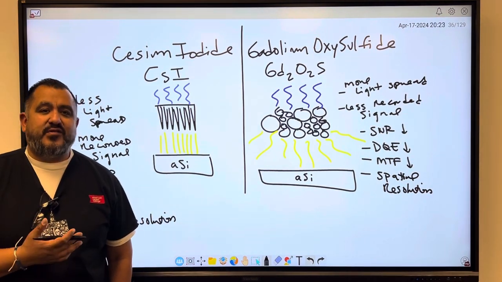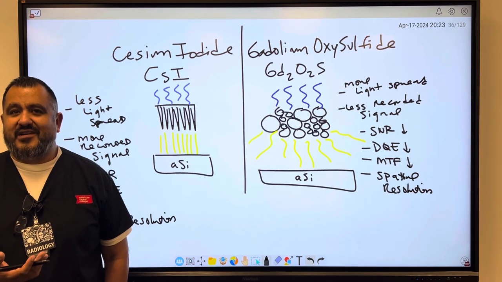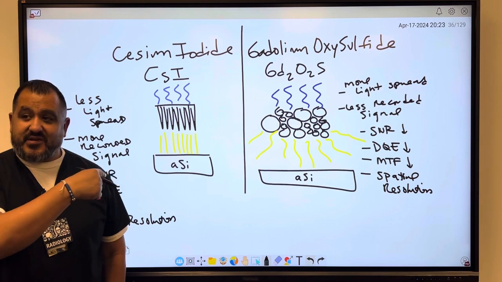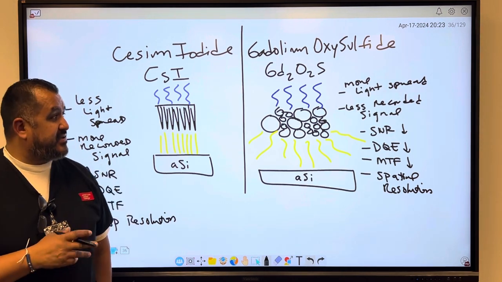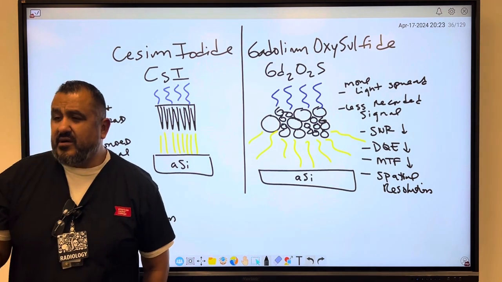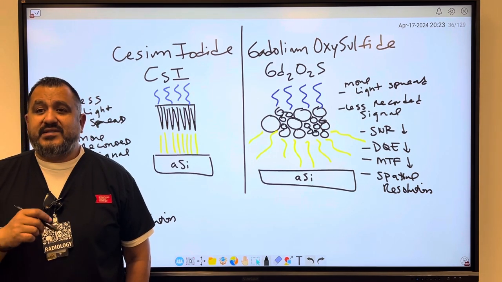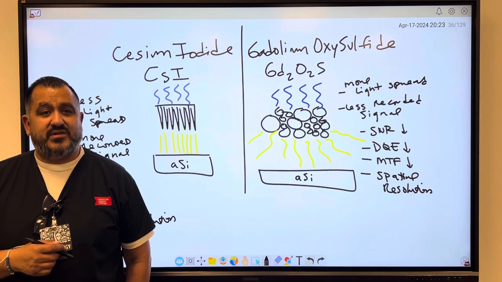Again, you have no control over what's being used, but we're just teaching you exactly what's happening when these different materials are being used. There's not a lot of reading material when it comes to light spread, but I wanted to make sure you understand what exactly is happening and how it affects spatial resolution.